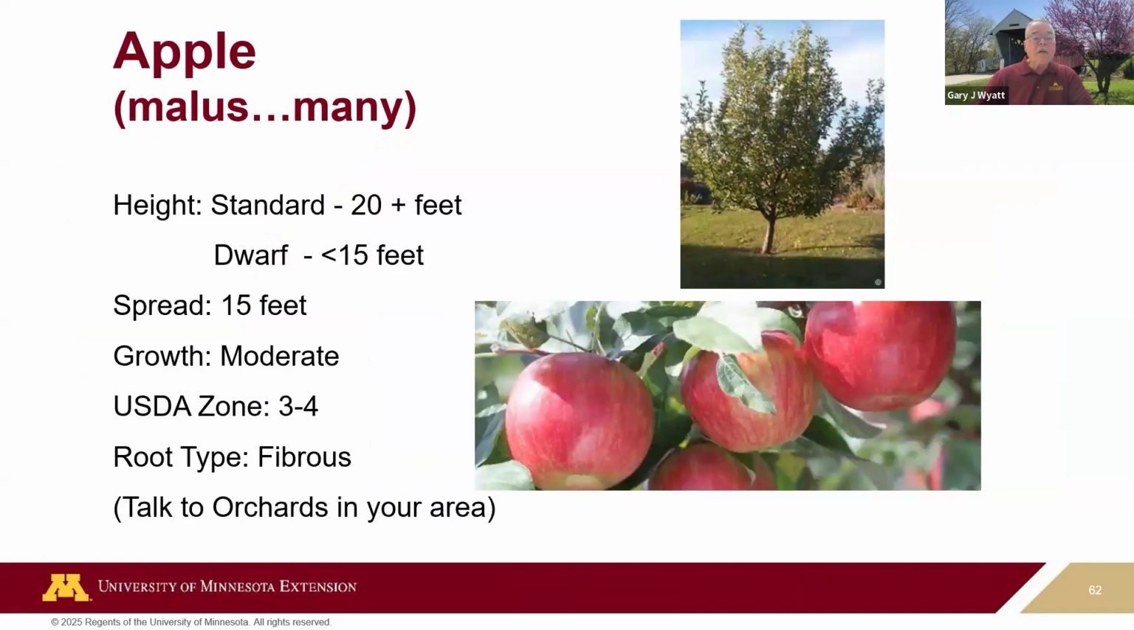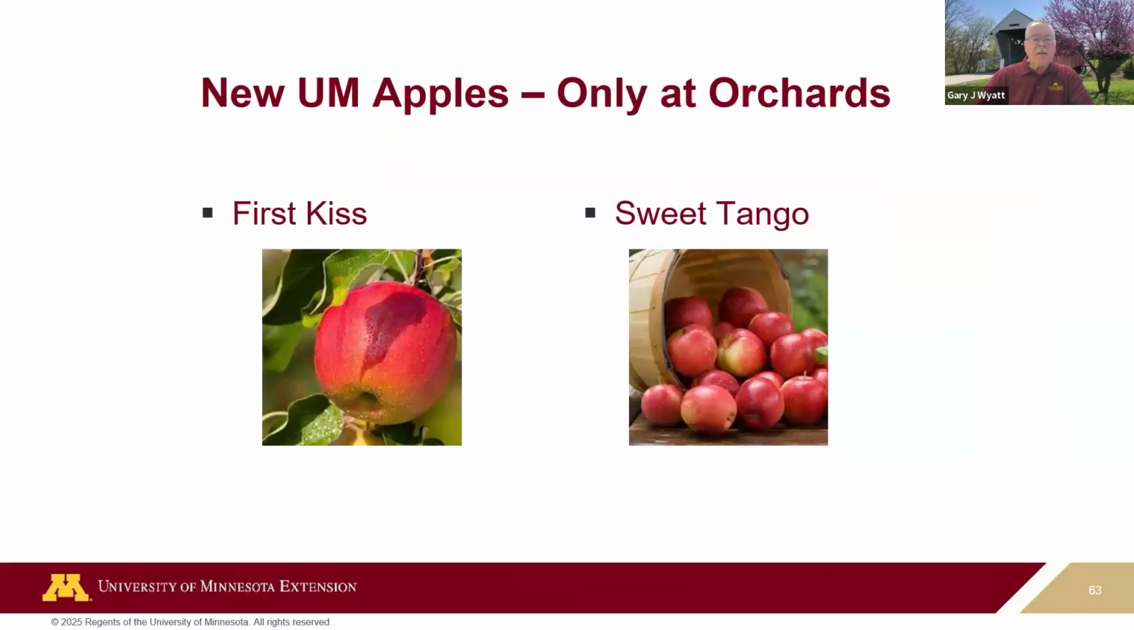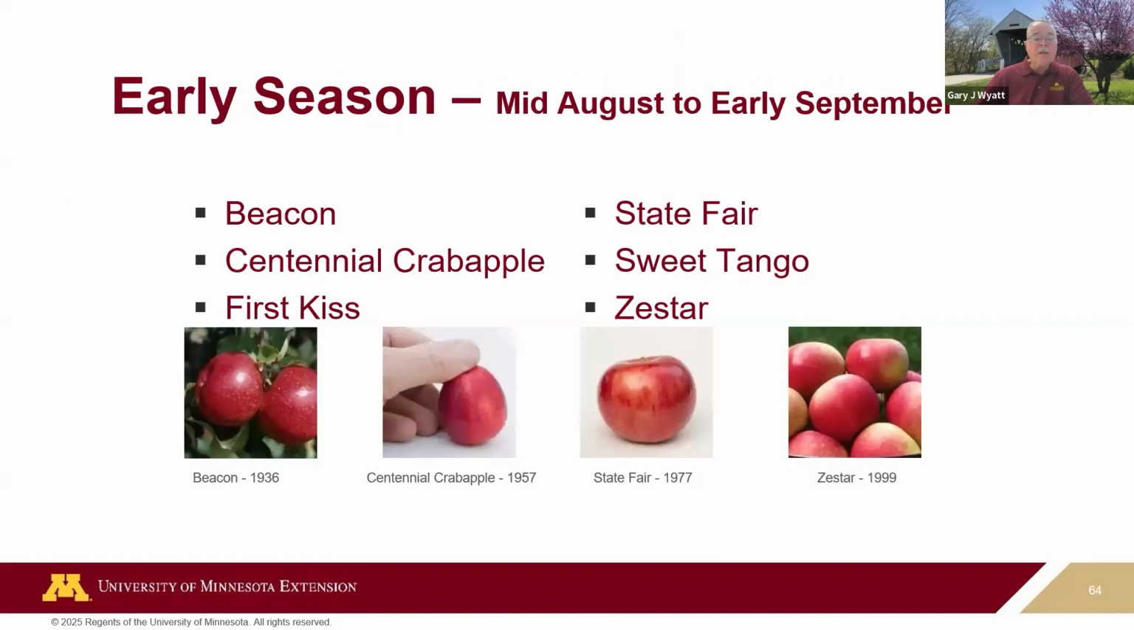So real quickly, apples. Certainly there are many different varieties. I think I've got some slides on different apples coming up, but talk to an orchard in your area if you're planning an apple tree and seeing what grows best in your location. Here are some newer ones, and actually they're not much new anymore. First Kiss and Sweet Tango are only sold to orchards. You can't buy these trees as a personal orchard in your backyard. And here are some other ones, Beacon and Centennial Crab, First Kiss, and the seasons of when they come into harvest.